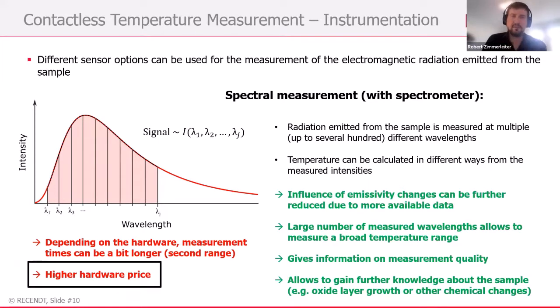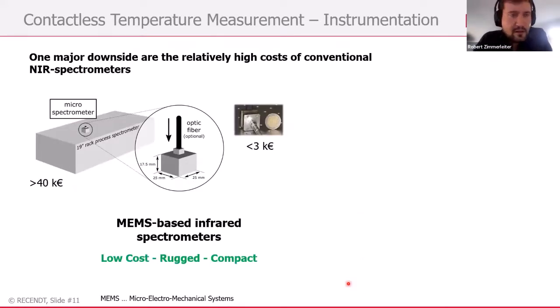So this is where these MEMS-based spectrometers come into play. While for conventional process spectrometers that were used in the past for this kind of measurement, you can easily pay 40,000 euros or above, there's also the alternative of using compact, low cost and rugged MEMS-based infrared spectrometers, schematically drawn here with a little size comparison. Here you can see one of these devices compared to a €2 coin. These devices go for a price that is at least a factor 10 lower than the big brother spectrometers, let's say.